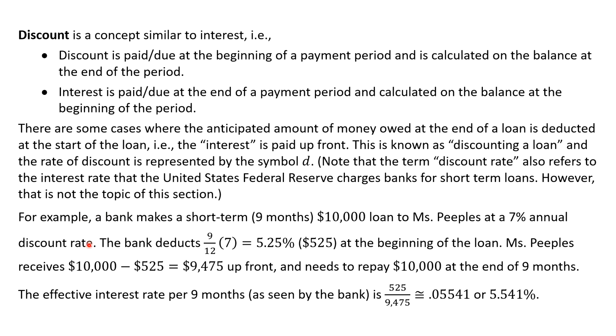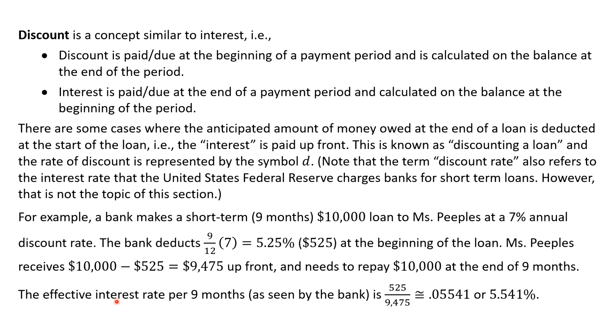So I have another example, similar to what we talked about on the previous slide, but a different example. A bank makes a short-term, 9-month, $10,000 loan to Ms. Peoples at a 7% annual discount rate. So the bank deducts 9/12 of your 7%, in other words, 5.25% at the beginning of the loan. That's the discount. And Ms. Peoples receives the $10,000 minus the discount. So she gets $9,475 up front, but she needs to repay $10,000 at the end of 9 months.